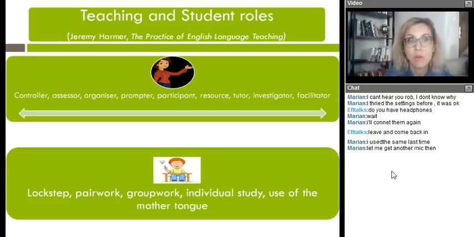Next, I'm going to borrow from Jeremy Harmer. We must decide on the teaching and student roles depending on the task at hand and on the things that we want to achieve in the classroom. We must decide if we want to control our classroom or leave them free to decide for themselves how they are going to reach the aim that we have set them. And of course, combine them with appropriate student roles. Is the whole classroom going to work together? Are the students going to work in pairs, in groups, each one their own? How much of the mother tongue are we going to allow for?